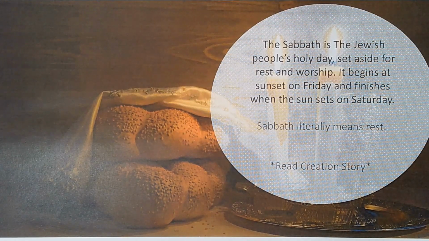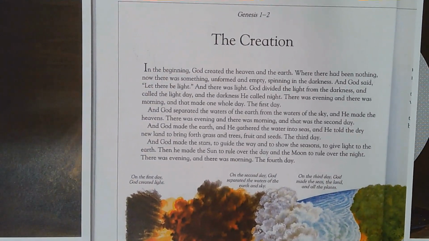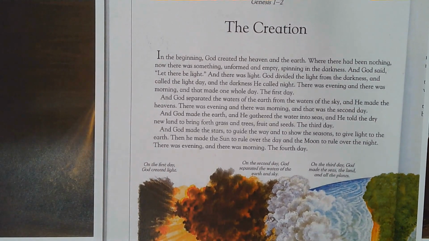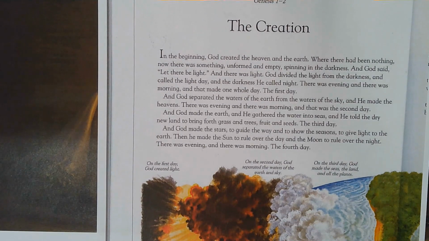So in the beginning, God created heaven and earth. When there had been nothing, now there was something, unformed and empty, spinning in the darkness. And God said, "Let there be light." And there was light. God divided the light from the darkness and called the light day. And the darkness he called night. A capital H there, you just notice, refers to God. There was evening and there was morning, and that made one whole day, the first day.